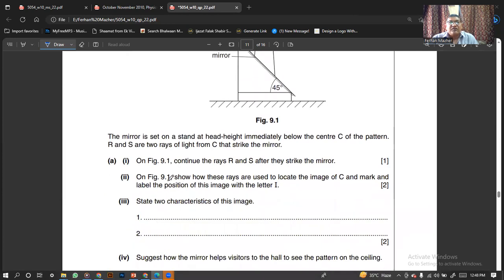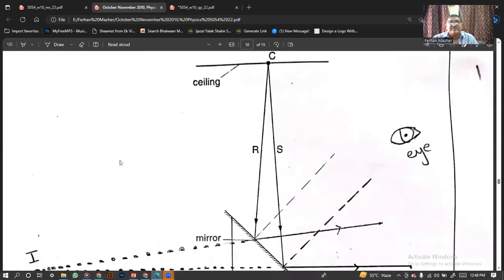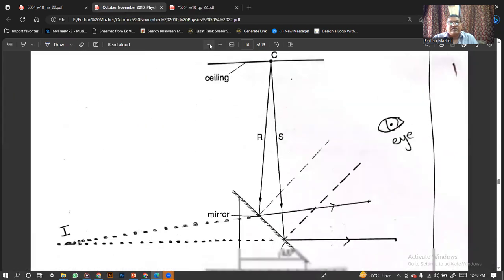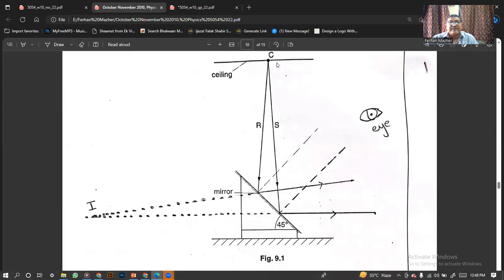So that is the question on Figure 9.1: show how these rays are used to locate the image of C, and mark and label the position of this image with the letter I. So let me show you. I have done this. Let me reduce the size. Okay, so you can see here, this is the ray R. This dotted line is the normal. I will check how much this angle of incidence is. I will make the same angle of reflection. This is the reflected ray for the ray R. I will prolong it behind the mirror.